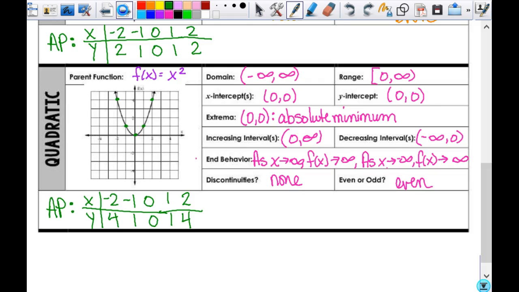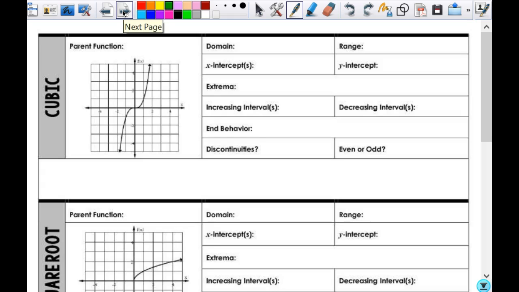Awesome. So now let's look at the back. So we got our cubic. Parent function for a cubic would be f of x equals what? X cubed. Okay, that's why it's called a cubic, right? The names make sense. That's a good thing.